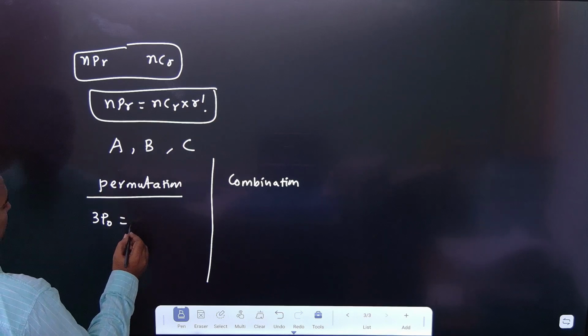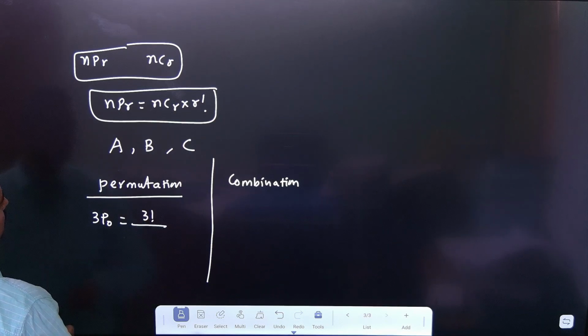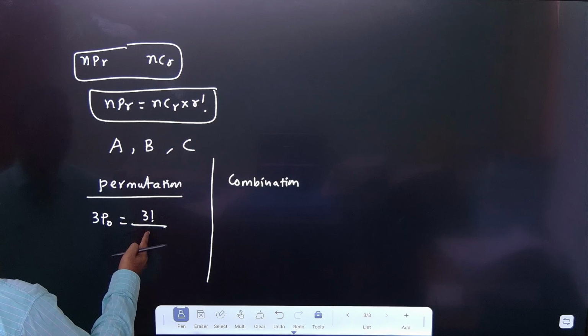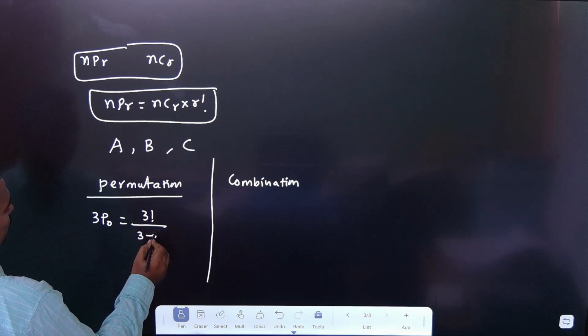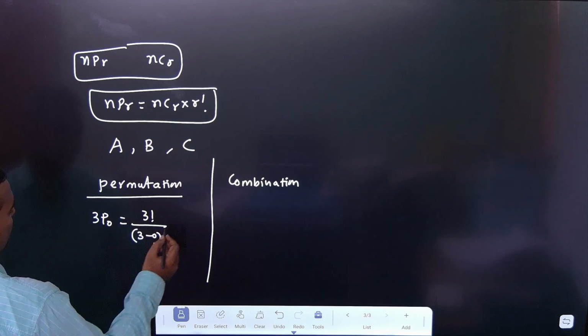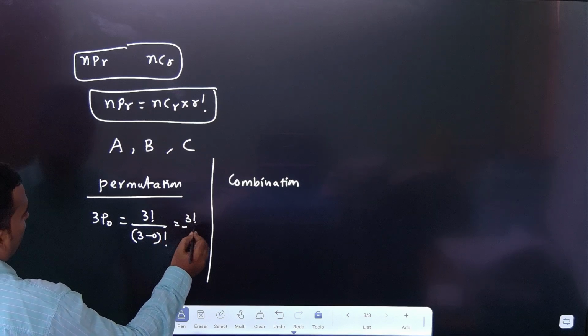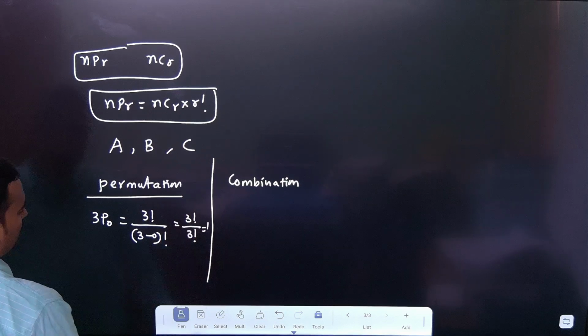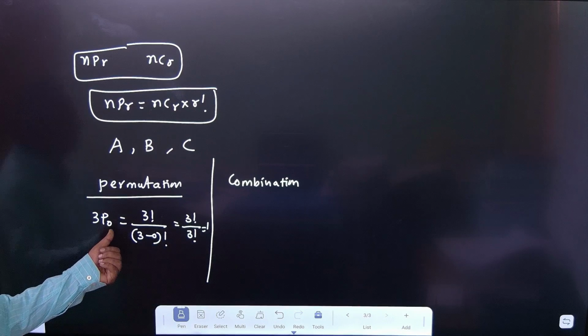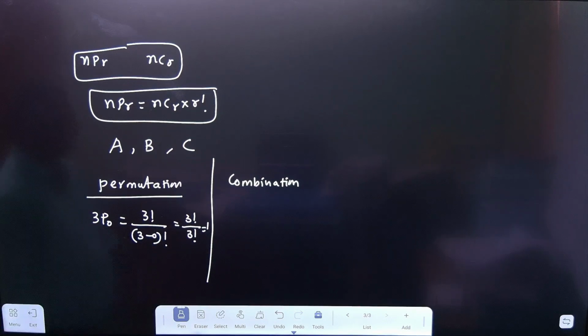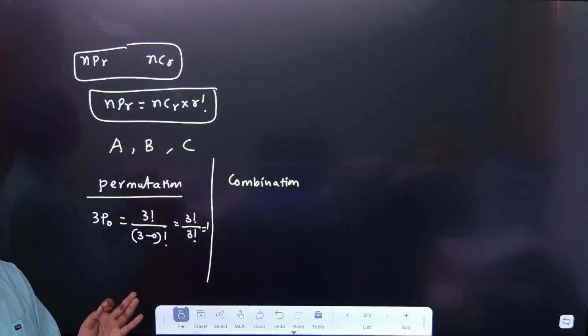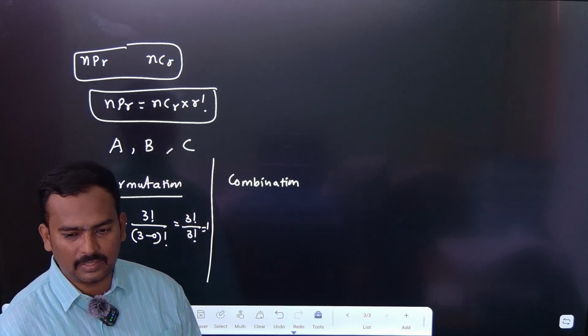3P0, what is the definition? 3 factorial divided by 3 minus 0 factorial. So, that is 3 factorial divided by 3 factorial, this is 1. N minus R here is 0, right? It's 1 possibility. Nothing selected means that is 1 possibility, right?